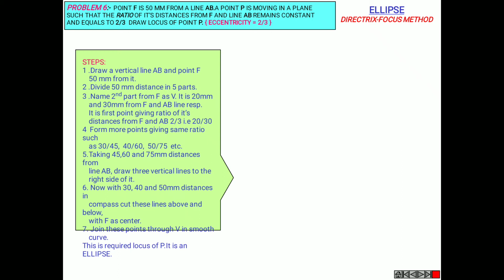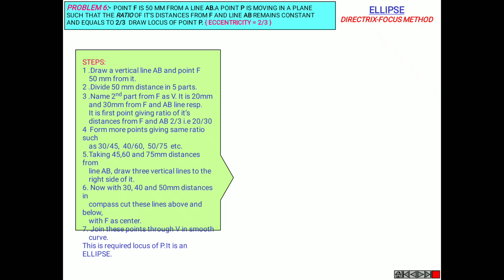Taking 45, 60 and 75 mm distance from line AB, draw 3 vertical lines to the right side of it. The sixth step, now with 30, 40 and 50 mm distances in compass, cut these lines above and below with F as center. Join these points through V in smooth curve. This is your required locus of P and it is an ellipse.